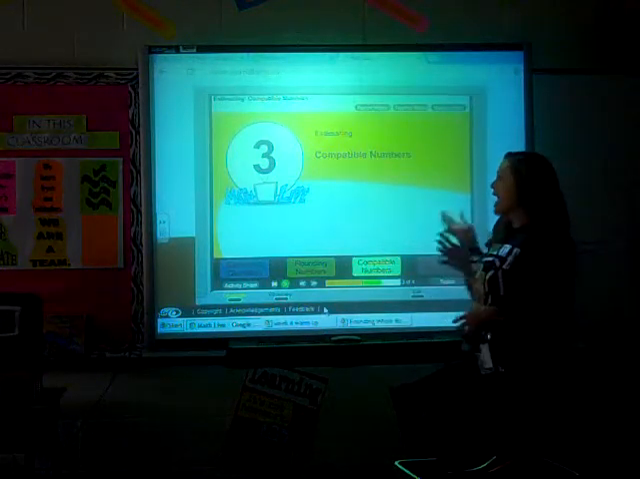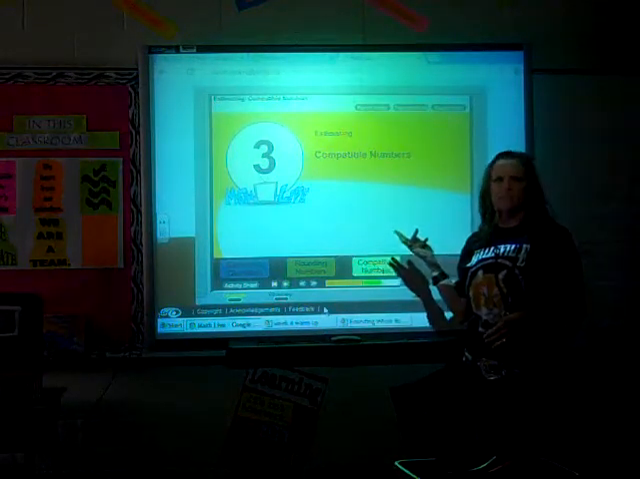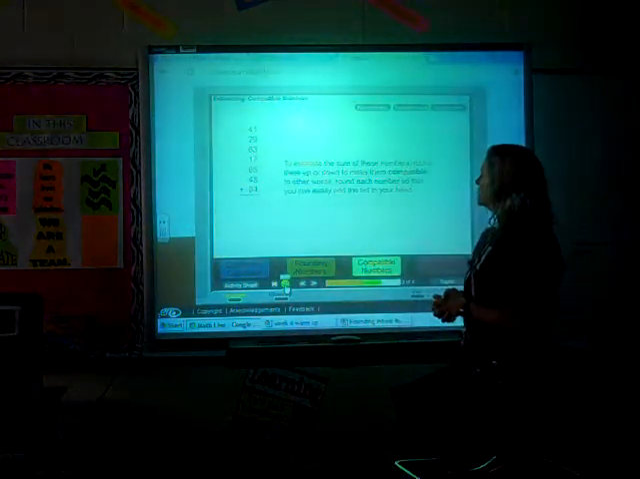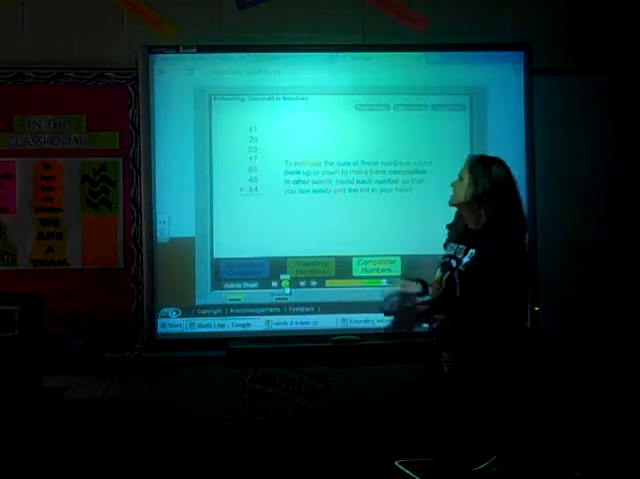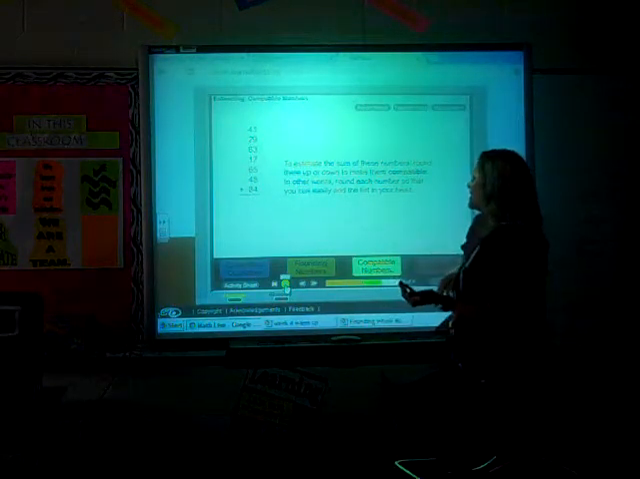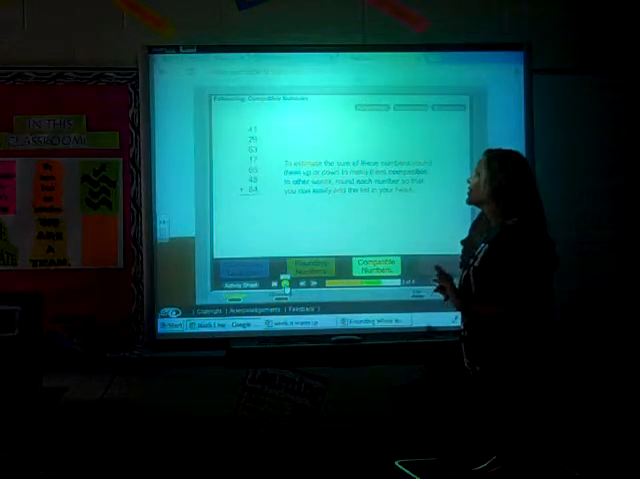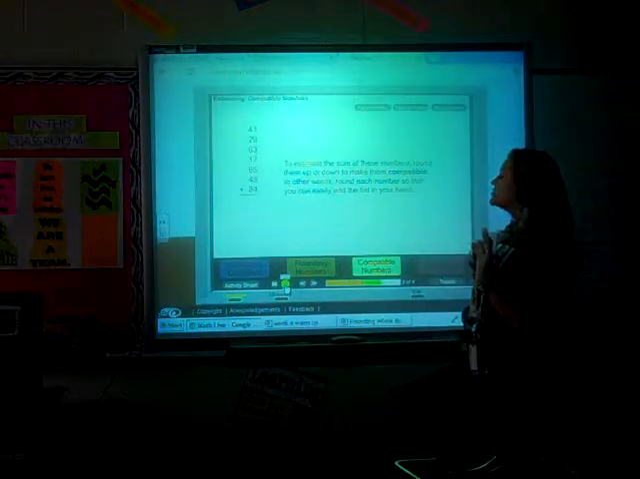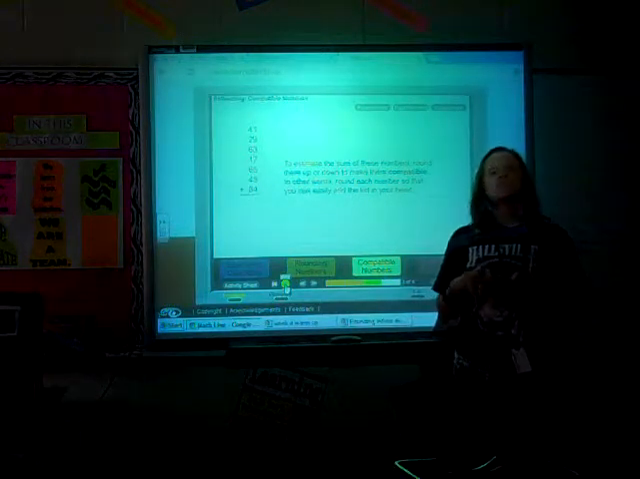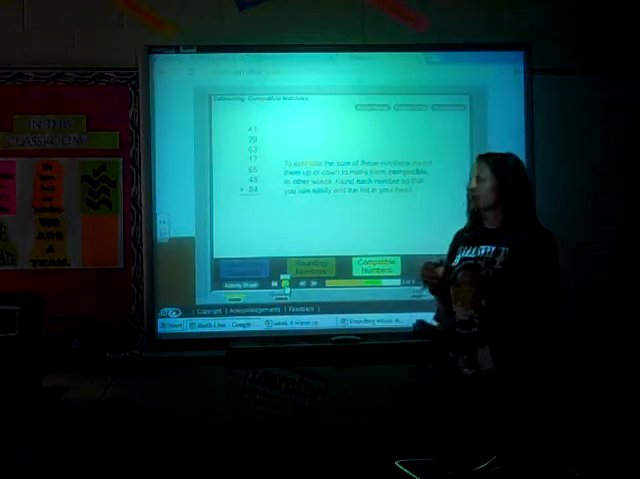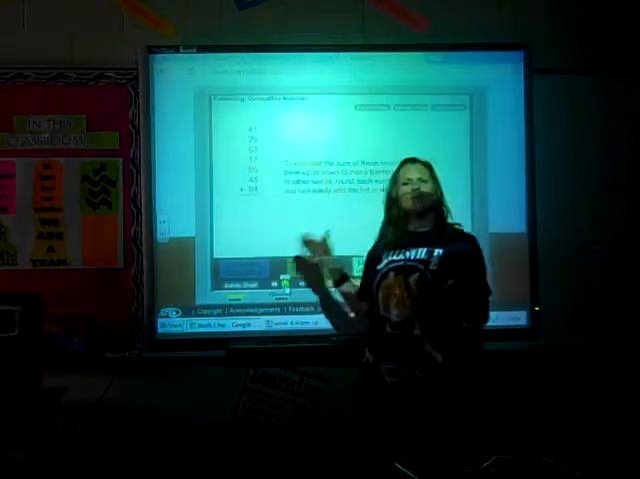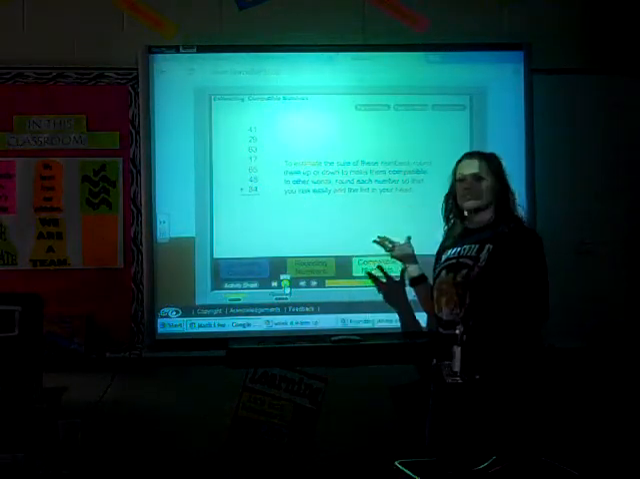Let's talk about using compatible numbers when we're estimating solutions to problems. To estimate the sum of these numbers, we're going to either round them up or down to make them compatible. Compatible to me means you're going to make it easier. We're going to make these numbers friendly to us. To make them friendly, I want all of these to end in either 0 or 5 so that it's easier to add.